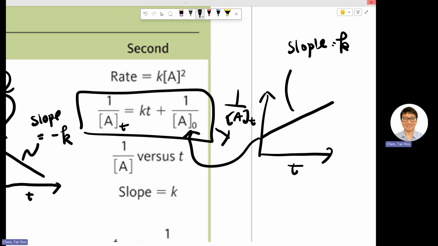Okay, so you need to be able to recognize. In order to know what reaction order you have, you probably need to try to plot these things in 3 different versions. One is you plot out A versus t. The second is you plot out natural log A versus t. The third one is 1 over A versus t. See which one gives you the linear behavior. And that one will give you the reaction order of your reaction.